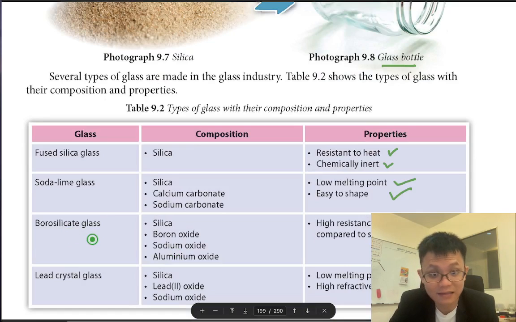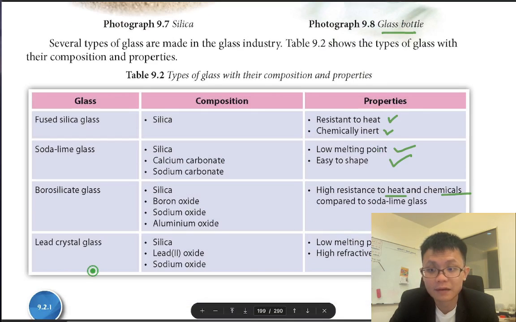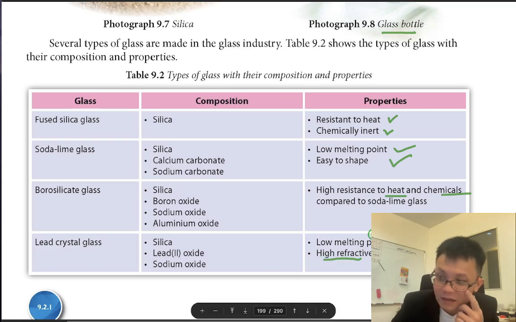Borosilicate glass, resistant to heat and chemical. Lead crystal glass, low melting point, high refraction index. High refraction index is like the spectacle, I think.